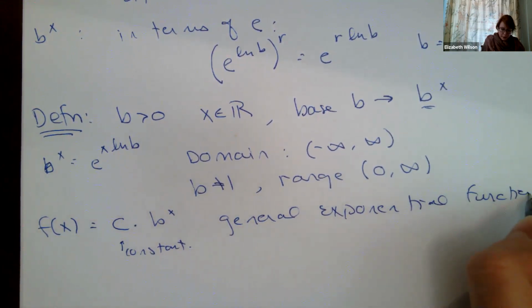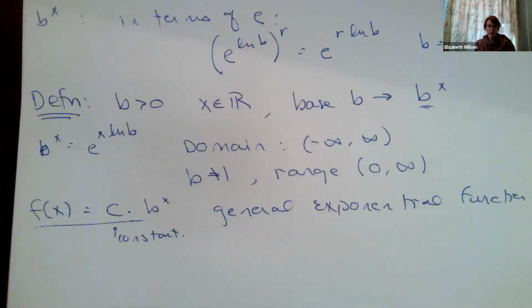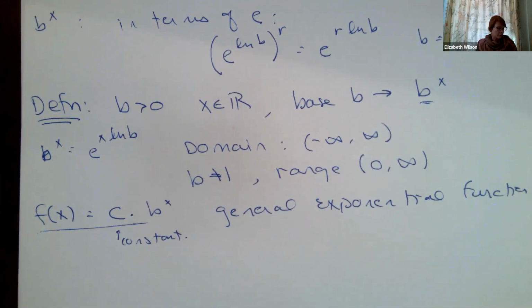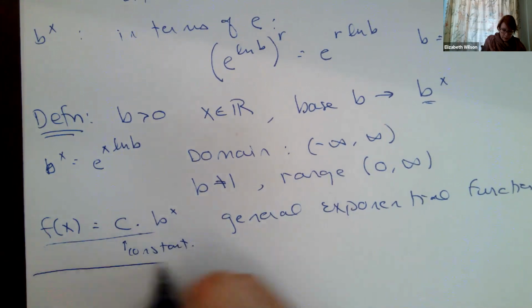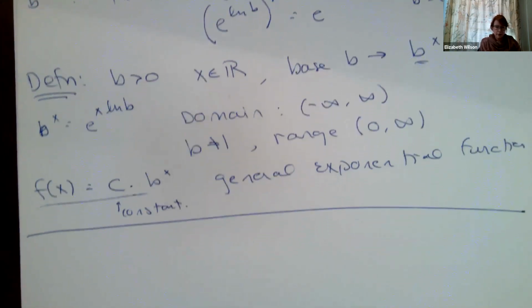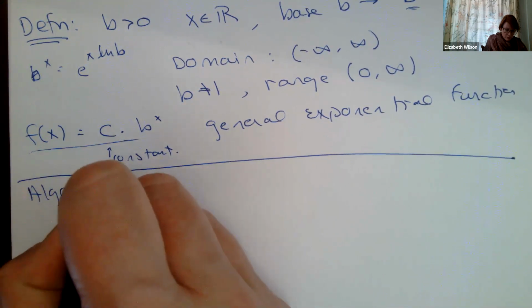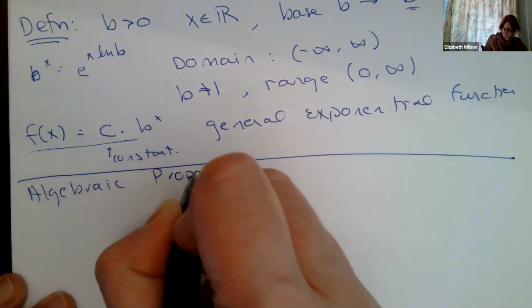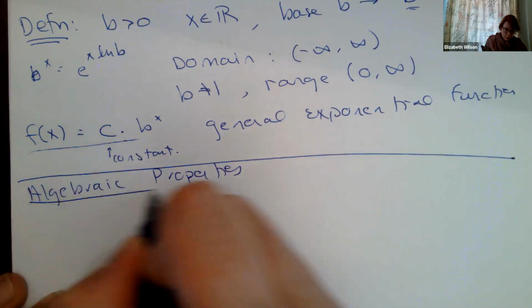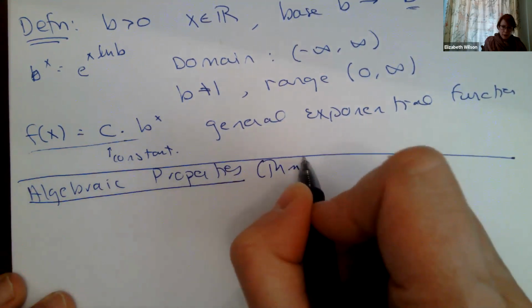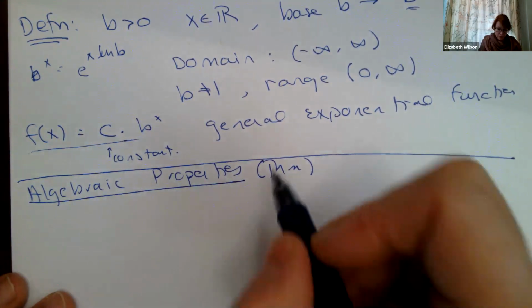We're going to do an example with this towards the end. We're going to talk about a word problem where we have examples. All right, let's talk about some algebraic properties here. Some of this is review, but a theorem, THM, that's my abbreviation for theorem.